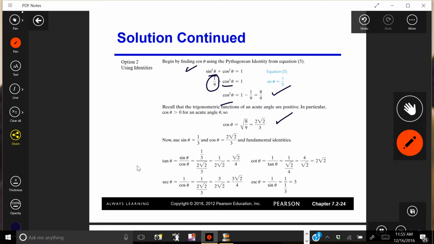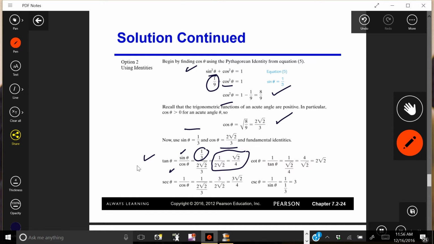So now we've got sine of theta is 1/3. We got cosine of theta is 2 square roots of 2 over 3. So now we can use the fact that tangent is equal to sine over cosine, which is 1/3 divided by 2 square roots of 2 over 3. Simplifying the radical, we get the square root of 2 over 4. The cotangent is 1 over tangent, which would be the reciprocal of the square root of 2 over 4. Flipping it over, we get the final answer of 2 square roots of 2.